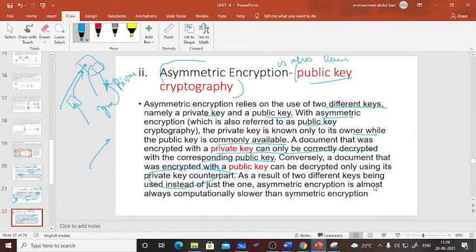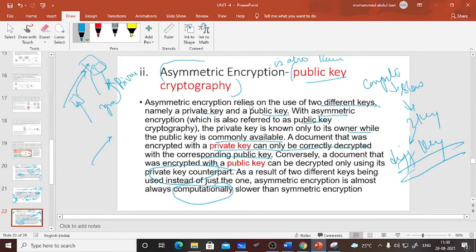As a result of two different keys being used instead of just one, asymmetric encryption is almost always computationally slow. Why is it computationally slow? Because it uses two different keys. An example, which I have already told you, is the bank mail or something very confidential which you receive.